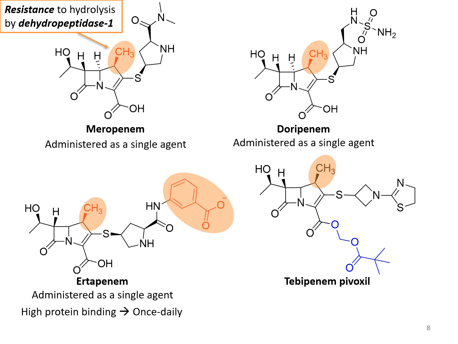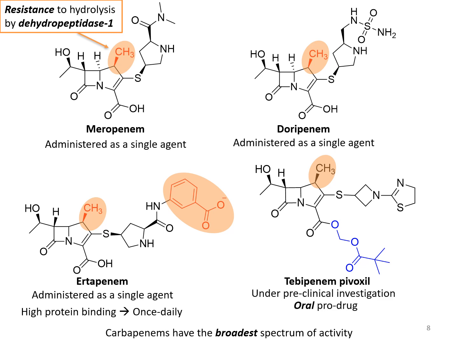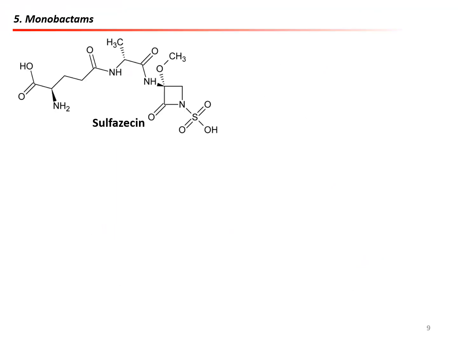Carbapenems are considered the beta-lactams with the broadest spectrum of activity, thus they are amongst the most researched antibacterials. Tebipenem pivoxil is one of many carbapenems being developed. It's an investigational prodrug that is still under preclinical studies. The pivoxil was added for the purpose of enhancing the membrane permeability, thus its oral bioavailability. Let's move on now to monobactams.